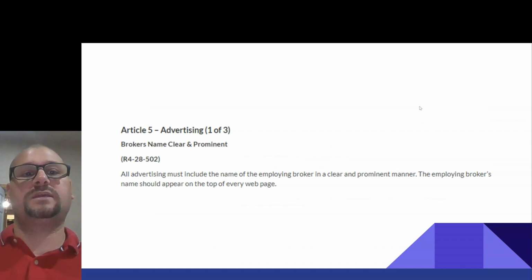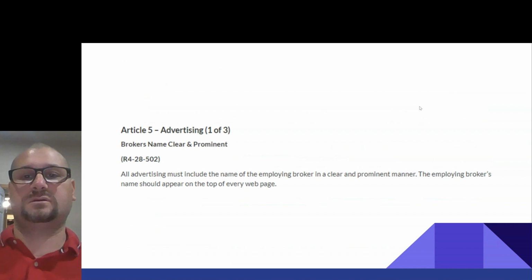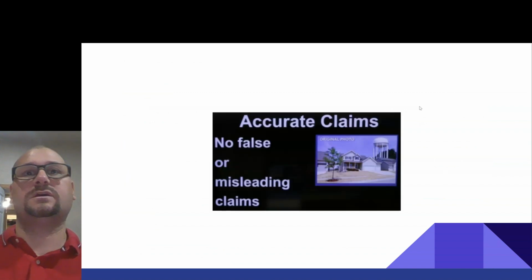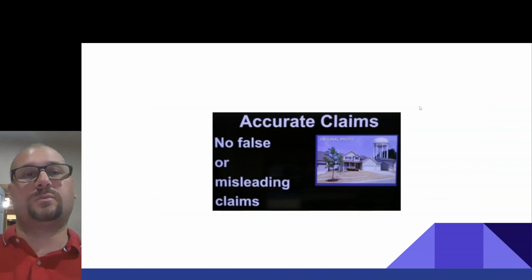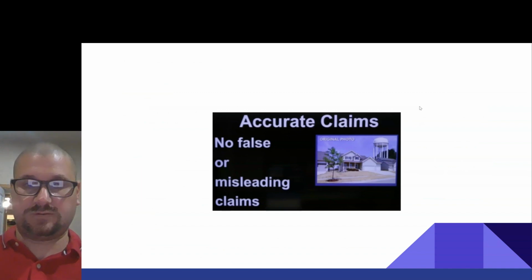So broker's name needs to be clear and prominent. Rule 4, all advertising must include the name of the employing broker in a clear and prominent manner. The employing broker's name should appear on the top of every web page. You need to have accurate claims, meaning there's no misrepresentation, no false or misleading claims, like we saw in Barnes versus Lopez, where Barnes was advertising business property, but it was actually business and residential, so you can't bill any business you want.